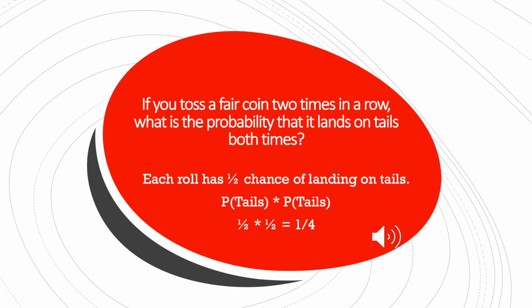If you toss a fair coin 2 times in a row, what is the probability that it lands on tails both times? So we know that each flip has a 50% chance, right? 1/2 chance of landing on tails. So you find the probability of the first flip, and then you find the probability of doing it again. So probability of tails times probability of tails. 1/2 times 1/2 equals 1/4.